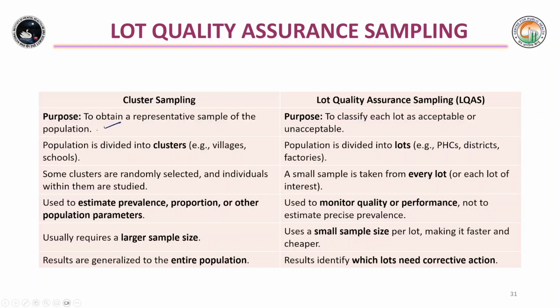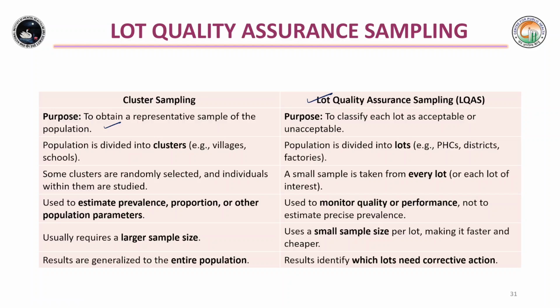On the other hand, in lot quality assurance sampling, our goal is not estimation. Instead, we ask which PHCs are performing poorly. Here, every PHC is treated as one lot. We take a small sample from each PHC and classify it as either acceptable or unacceptable.